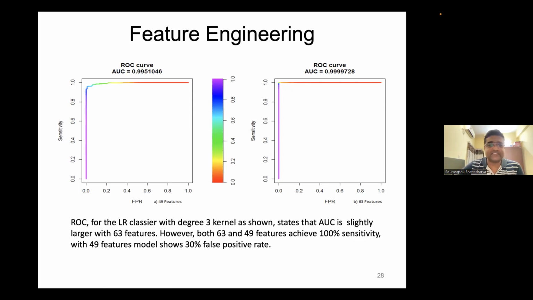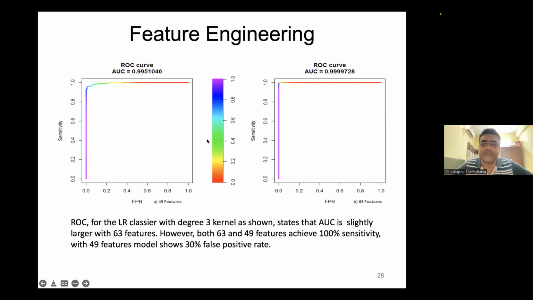This is a good curve, because we are achieving almost 100% sensitivity with something like 30% false positive rate. So we are only calling about 30% of the normal people positive. Yeah, so this is what it means. This is a good curve.